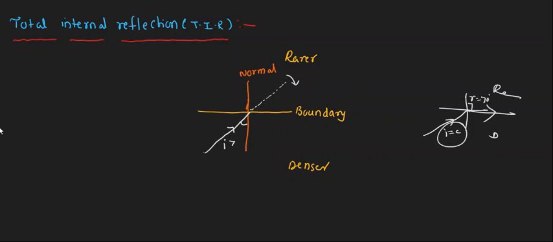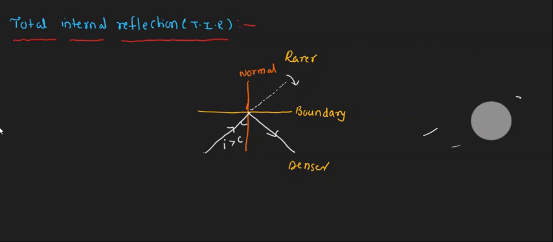If the angle of incidence is greater than the critical angle, what happens? It will bend further, which means the light ray will be reflected back into the same denser medium, and this phenomenon is called total internal reflection. In this there is no loss of light. Totally the light ray is reflected back into the same denser medium. And what are the conditions for that?